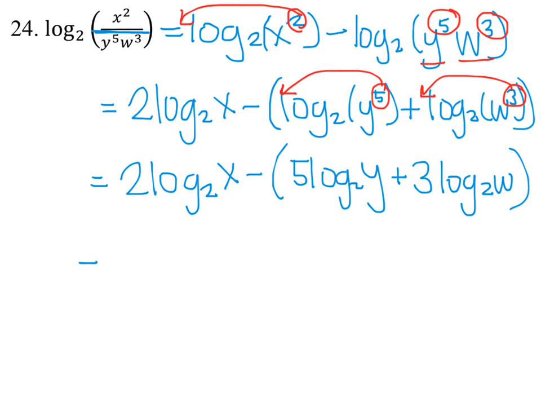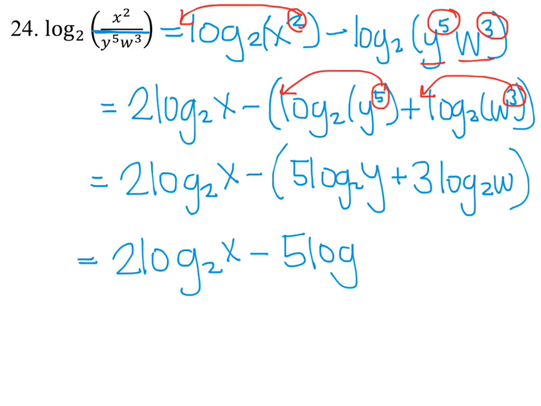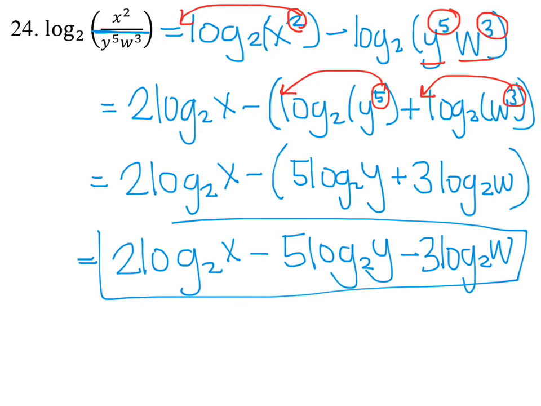And then I'm just going to go ahead and distribute that negative. So I'm going to make both things in the parentheses negative or subtracting. So I have 2 times log base 2 of x minus 5 times log base 2 of y minus 3 times log base 2 of w. And so that is my answer for number 24.